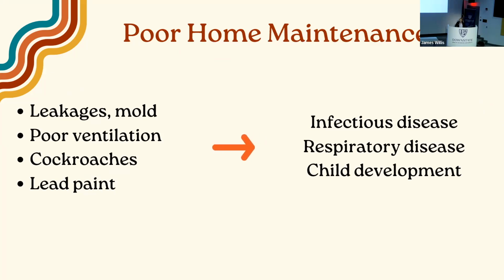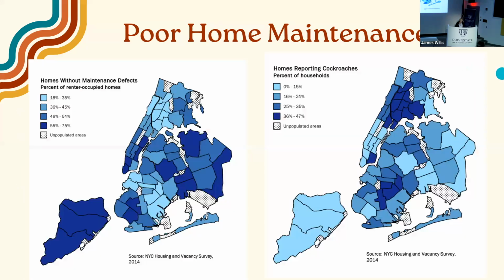So houses that are redlined are more likely to have difficulty upkeeping their homes. This leads to things like leakages and mold, exacerbated by things like poor ventilation, which can lead to infectious diseases and respiratory diseases. We also know that lead paint leads to child development problems. And so these are the health outcomes associated with poor home maintenance. If we look at Brooklyn, these are interesting maps from city data. On the left, in these lighter blue areas, the areas that were historically redlined, you have more homes reporting maintenance defects than in some of the other non-redlined areas. On the right, similarly, we know that cockroaches are associated with asthma, and redlined areas typically have higher rates of reported cockroaches as well.